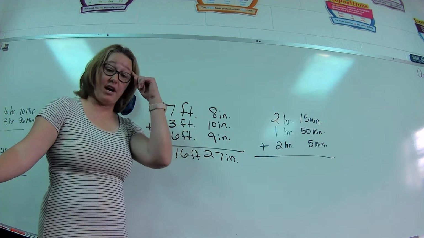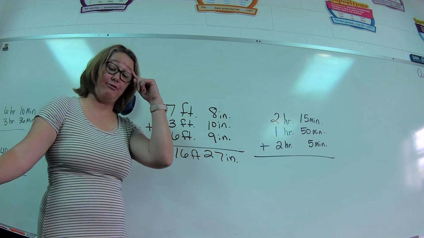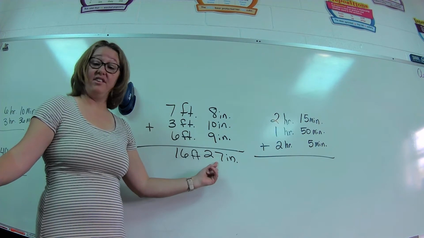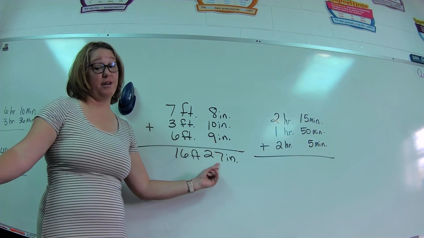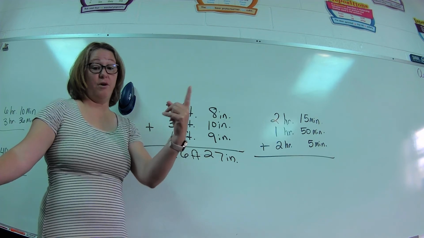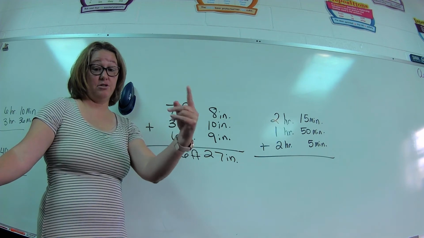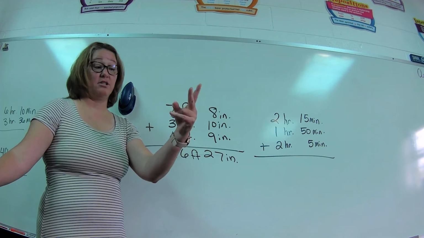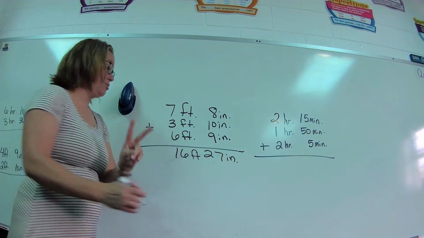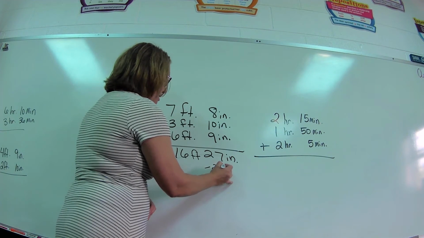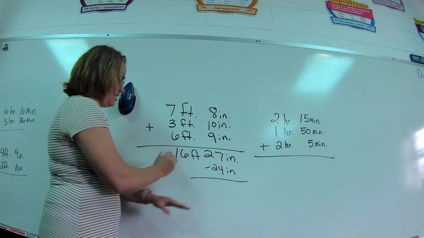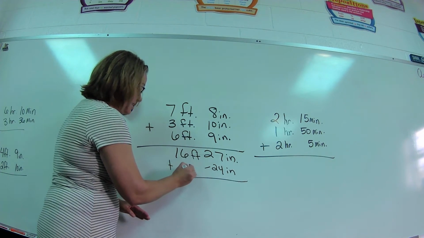We have to ask ourselves, though, how many inches make a foot? 12. Well, there's more than 12 inches here. That means I have more than a foot here. Well, 1 foot's 12 inches. 2 feet would be 24. 3 would be 36. But we know we have at least enough for 2. So that's going to be 24 inches. This 24 inches is equal to plus 2 feet.